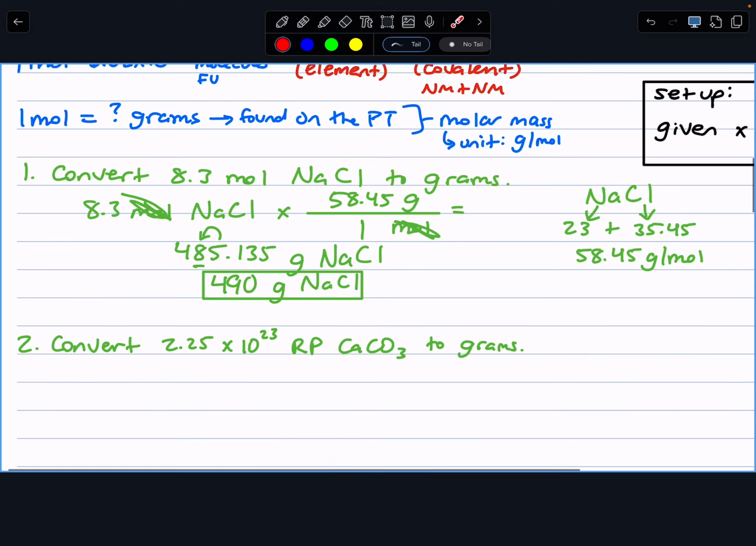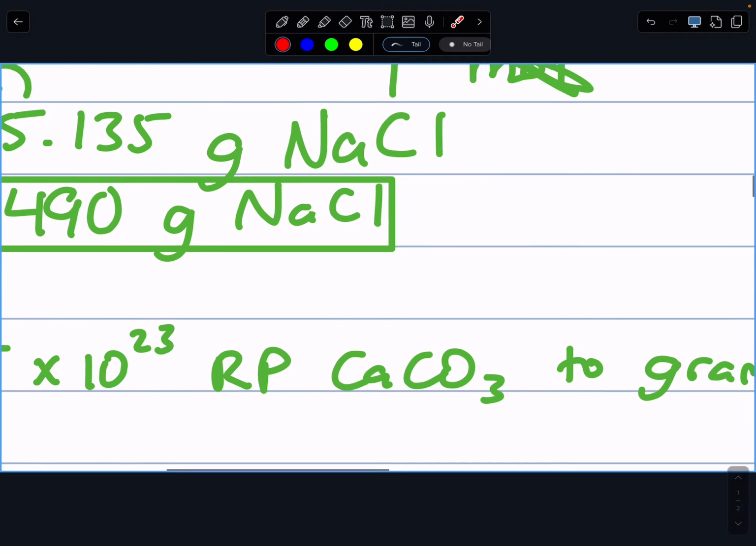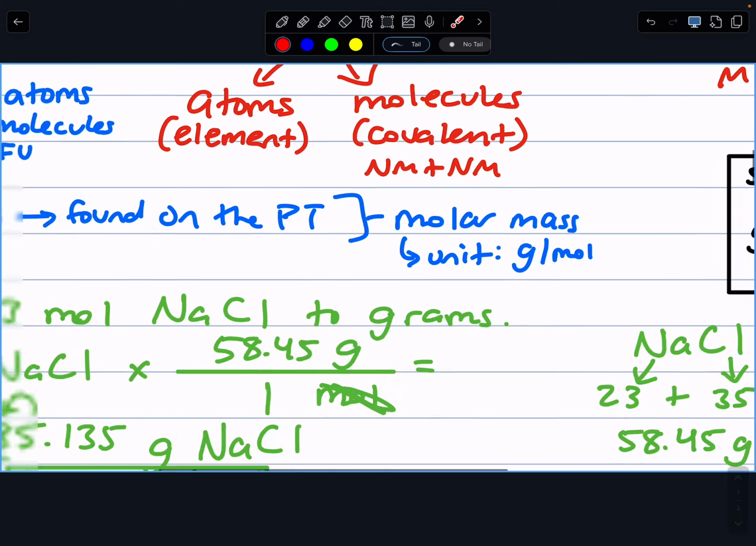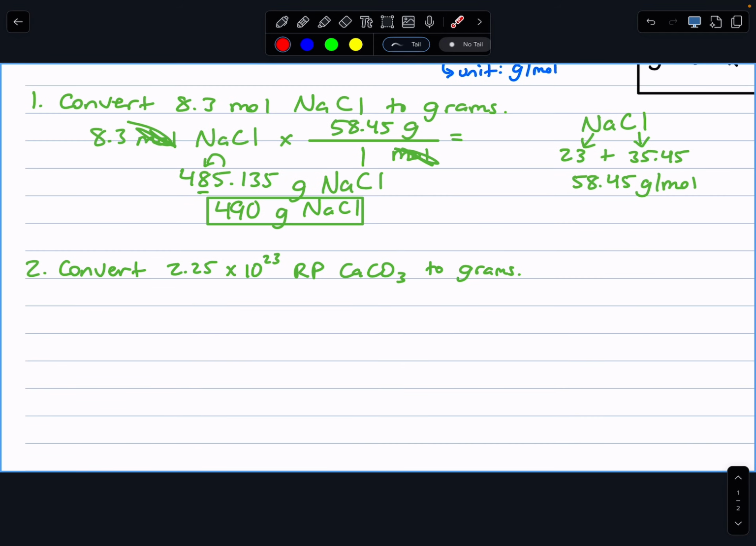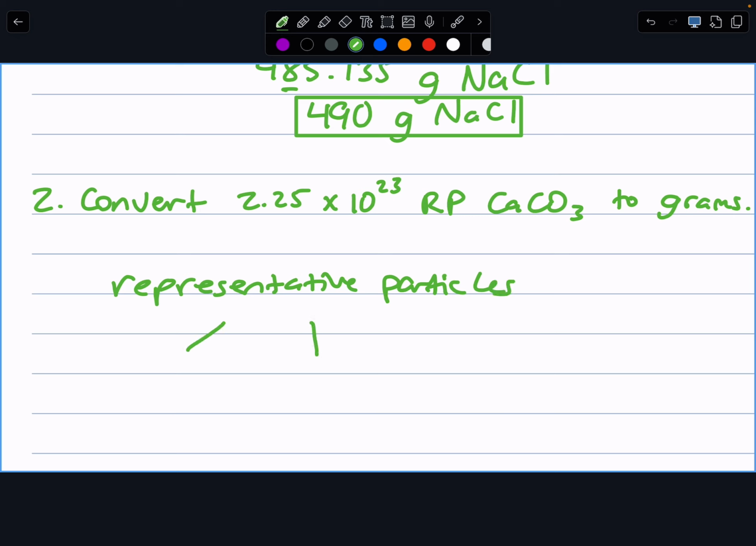Beautiful. Okay, I can't just say representative particles and put that as my unit. Again, there are 3 types of particles. If the unit is wrong, it's partial credit. Okay, I want you to think of this. What are the 3 types again?